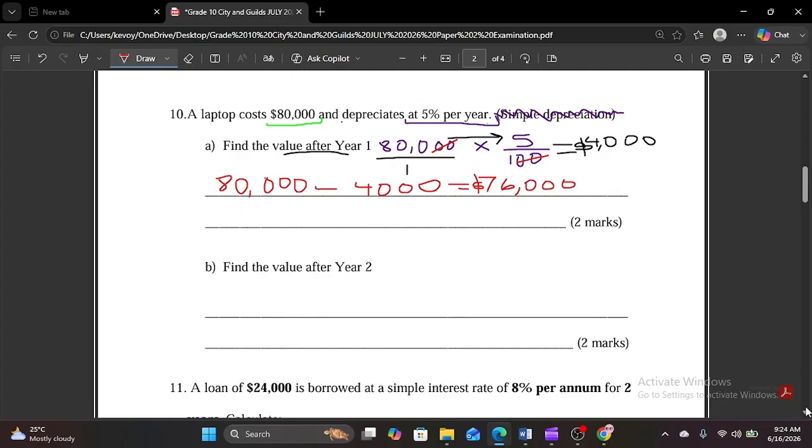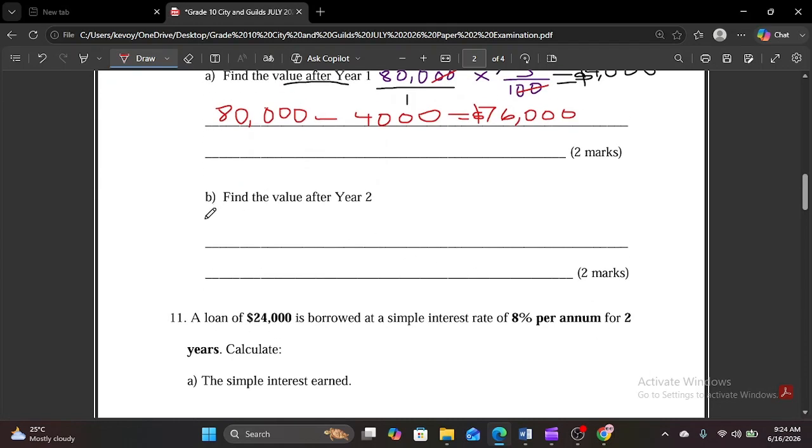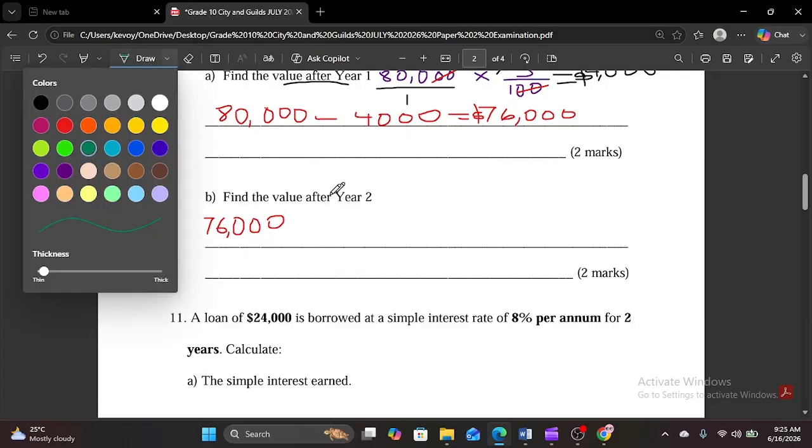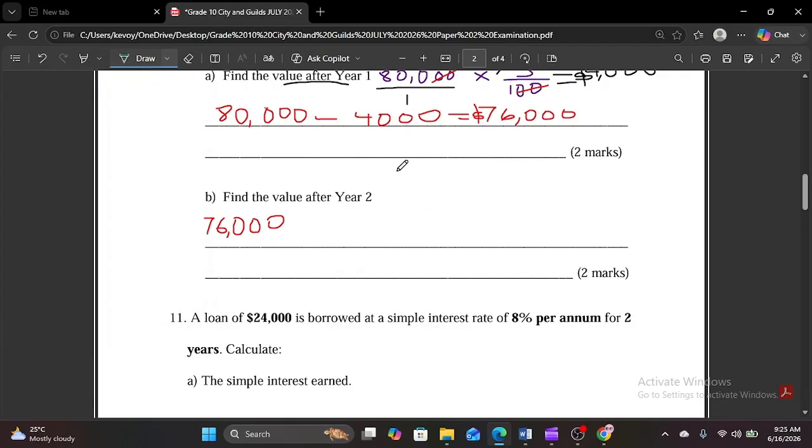All right. So for year two, know that the device costs $76,000. We're going to have to find 5% of that because it depreciates at 5% per year. So we're just gonna multiply the 76,000 by 5%, which is gonna be 5 over 100.